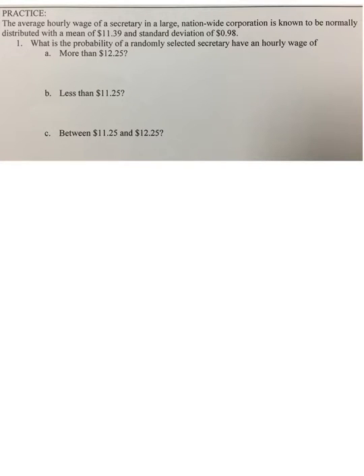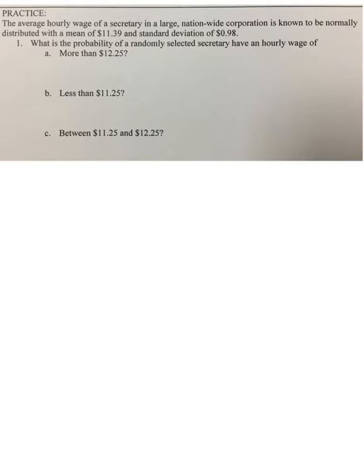The hourly wage of a secretary in a large nationwide corporation is known to be normally distributed with a mean of $11.39 and a standard deviation of 98 cents. So now we're looking, what is the probability that one randomly selected secretary will have an hourly wage, and they give us different scenarios there. So the first one, we're talking about more than $12.25. Then we're talking about less than $11.25. And then we're talking about between $11.25 and $12.25.